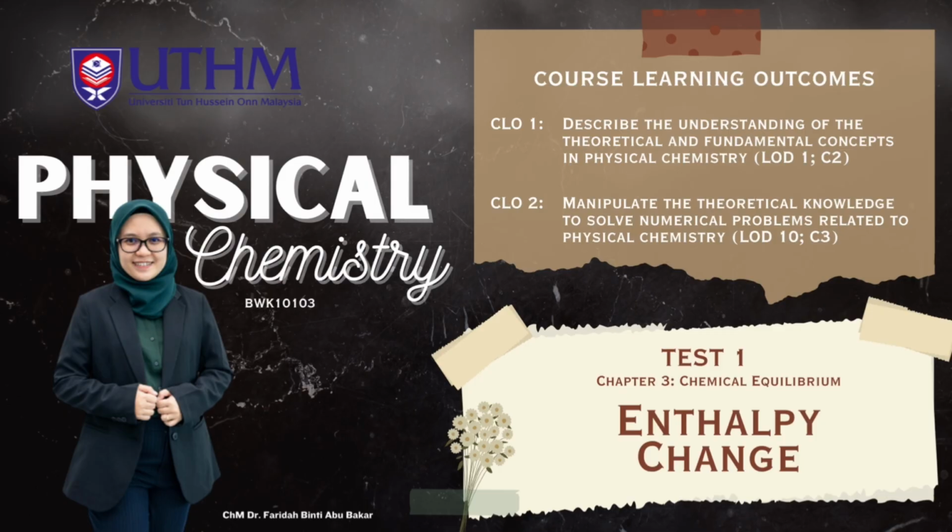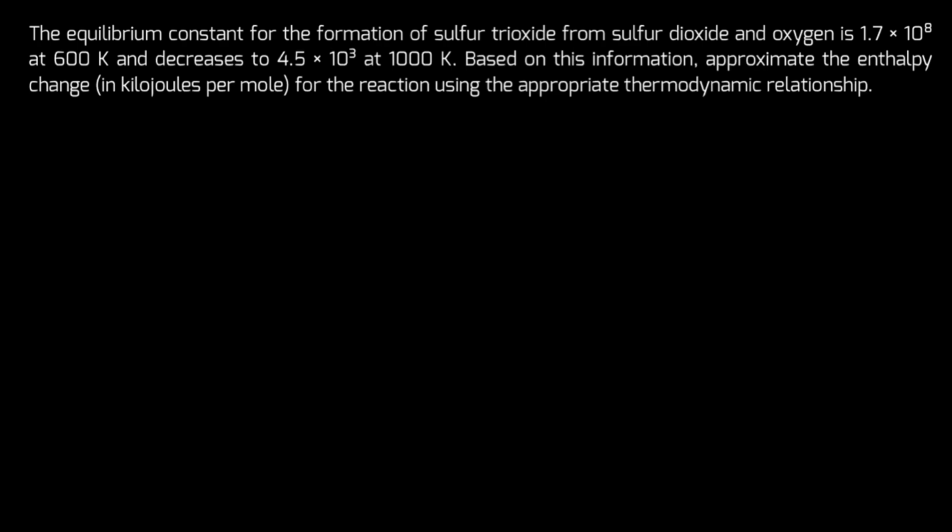In this video, we shall discuss a question related to enthalpy change. The equilibrium constant for the formation of sulfur trioxide from sulfur dioxide and oxygen is 1.7 times 10 to the power of 8 at 600 Kelvin and decreased to 4.5 times 10 to the power of 3 at 1000 Kelvin. Based on this information, approximate the enthalpy change in kilojoule per mole for the reaction using the appropriate thermodynamic relationship.